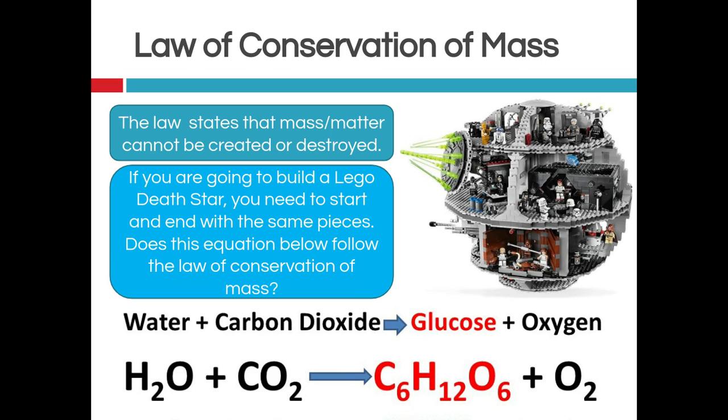If we look, we've got 2 H's on the left. Water has 2 H's. But on the right, glucose has 12, not balanced. We've got 3 O's on the left: 1 in water and 2 in the carbon dioxide. On the right, there's 8 O's, not balanced. And then there's only 1 carbon on the left in that carbon dioxide, and 6 in that glucose. So it's not balanced. The answer is no. That formula is not following the law of conservation of mass, so we would have to balance it. We would have to do a little work.